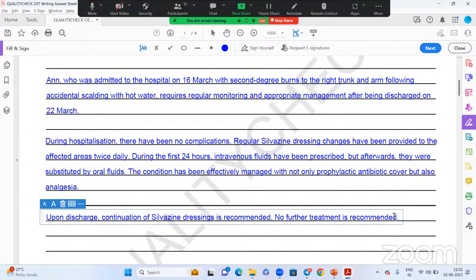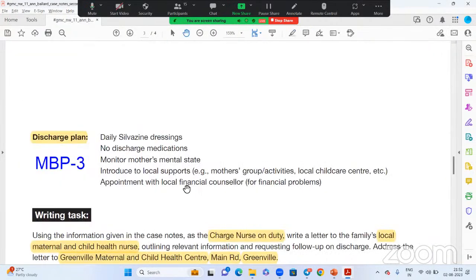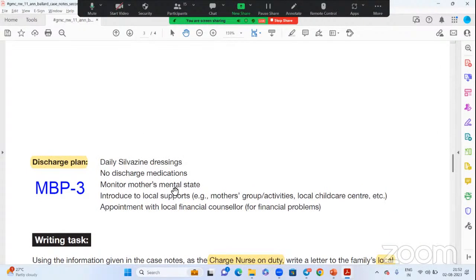Next. Fine, that's enough. Nothing else is there here. These are the two things for the baby here: daily silvazine dressing, no discharge medications. Next is mother's mental health. Mother's mental condition is not fine, so it will affect the child. So the mother also should be taken care of because it's very important. Otherwise she's going to neglect the child. Right. Now we are going to the next paragraph.